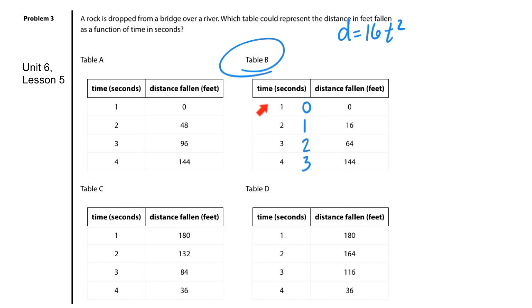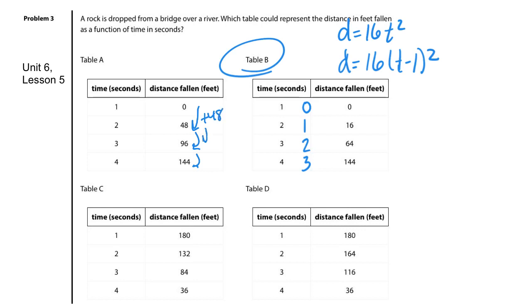Maybe we just didn't start the watch until it was at 1 second. We didn't record time or record any heights until we were already at 1 second. And we could just rewrite this equation up here as 16 times (t minus 1) squared. And you'll notice now if I plug in these values for t, I will get these values for the distance fallen. A does not work because A is a constant rate of change. It's adding 48 feet every time.